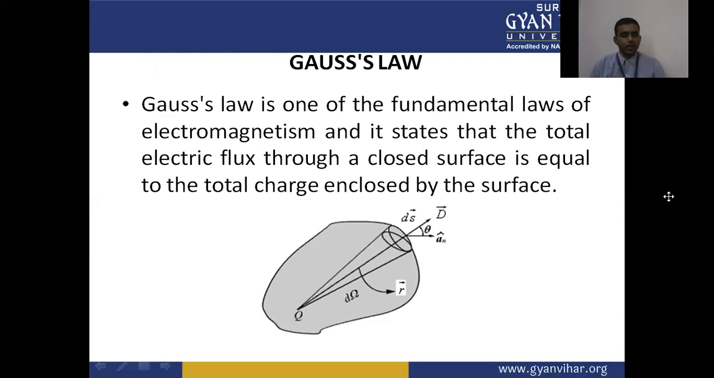So here the figure shows that D is the flux density and theta is the angle, and we have a cone in the closed surface, where dS is the surface area and an is the normal vector.